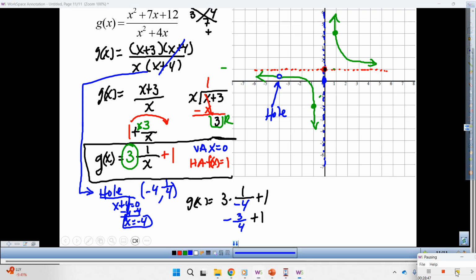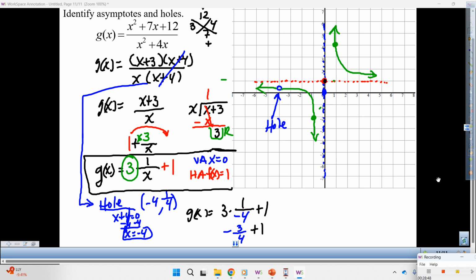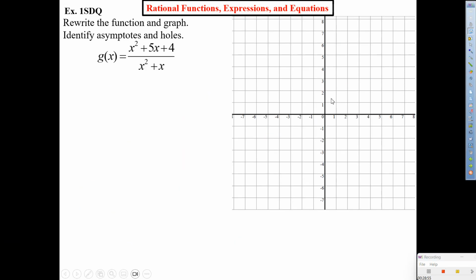All right, so I'm going to give you one just like this so you can do by yourself. Let's see how you do the whole thing. Here goes. Example 1, super duper Q. G of x equals x squared plus 5x plus 4 over x squared plus x. So, rewrite, find the whole, graph the whole thing, and then send me your notes. I'm going to send you the screen in a little bit. I'll give you some time. Copy and go.